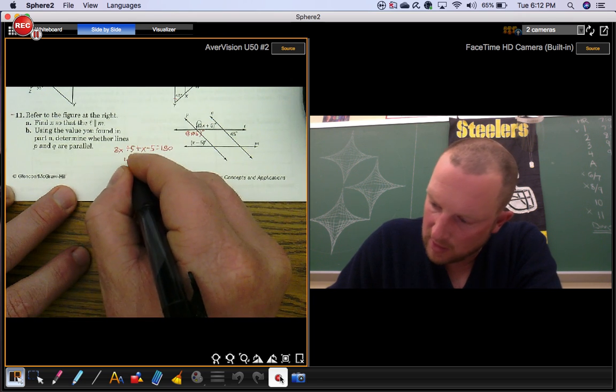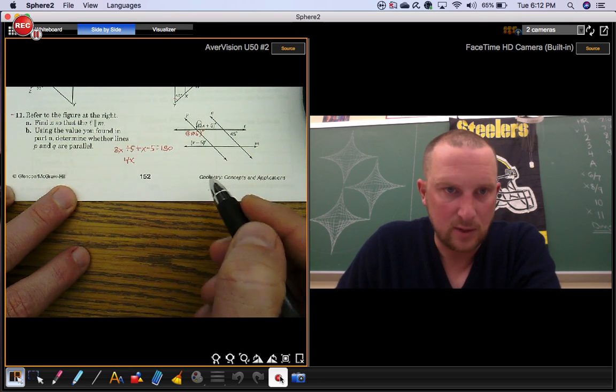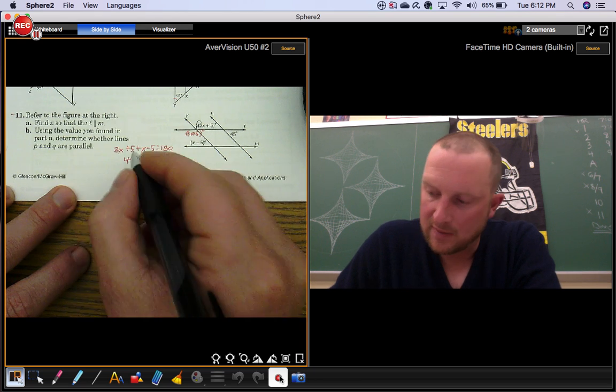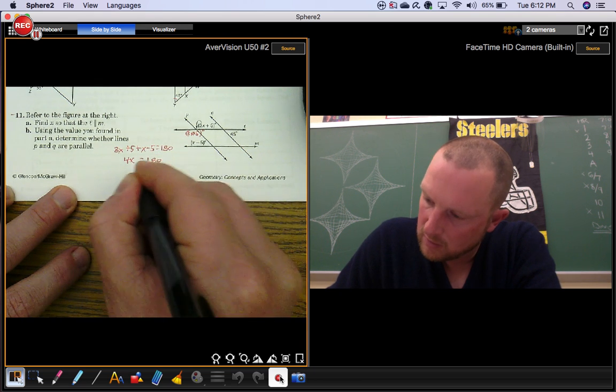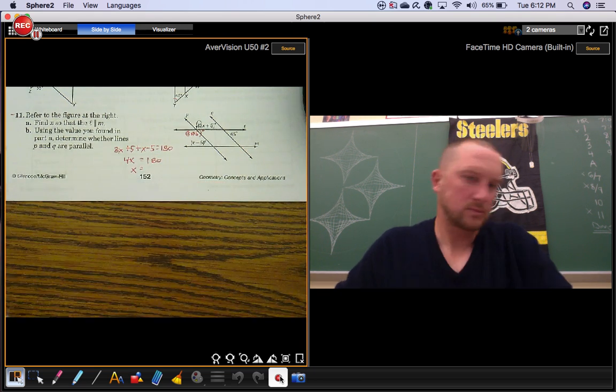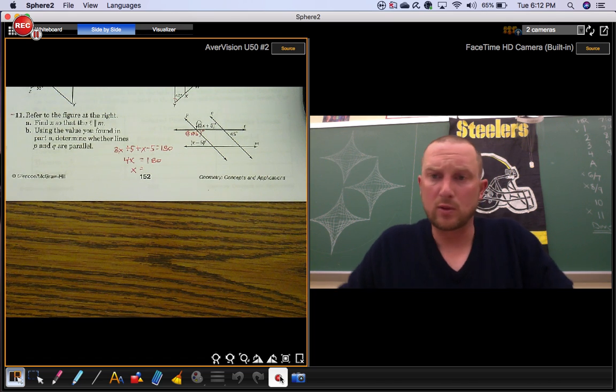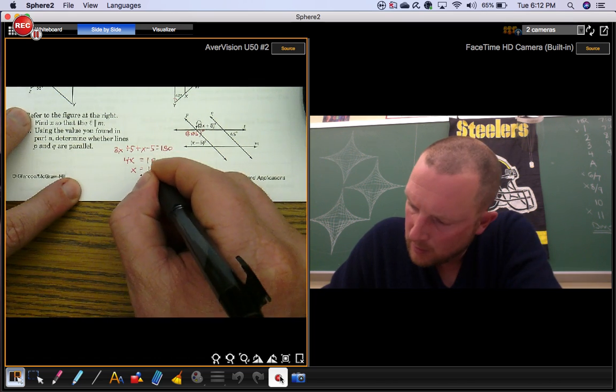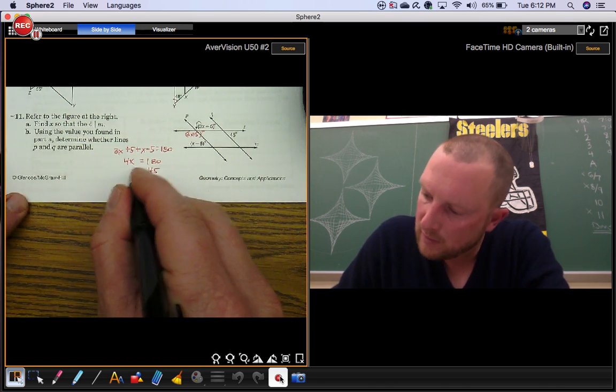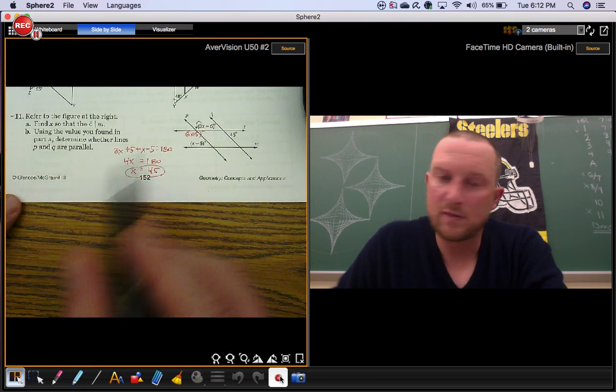We're going to combine our like terms. 3x plus 1x is 4x. The 5 and the negative 5 cancel. And we're going to do 180 divided by 4. And that'll give you 45. If x is 45, the lines are parallel.